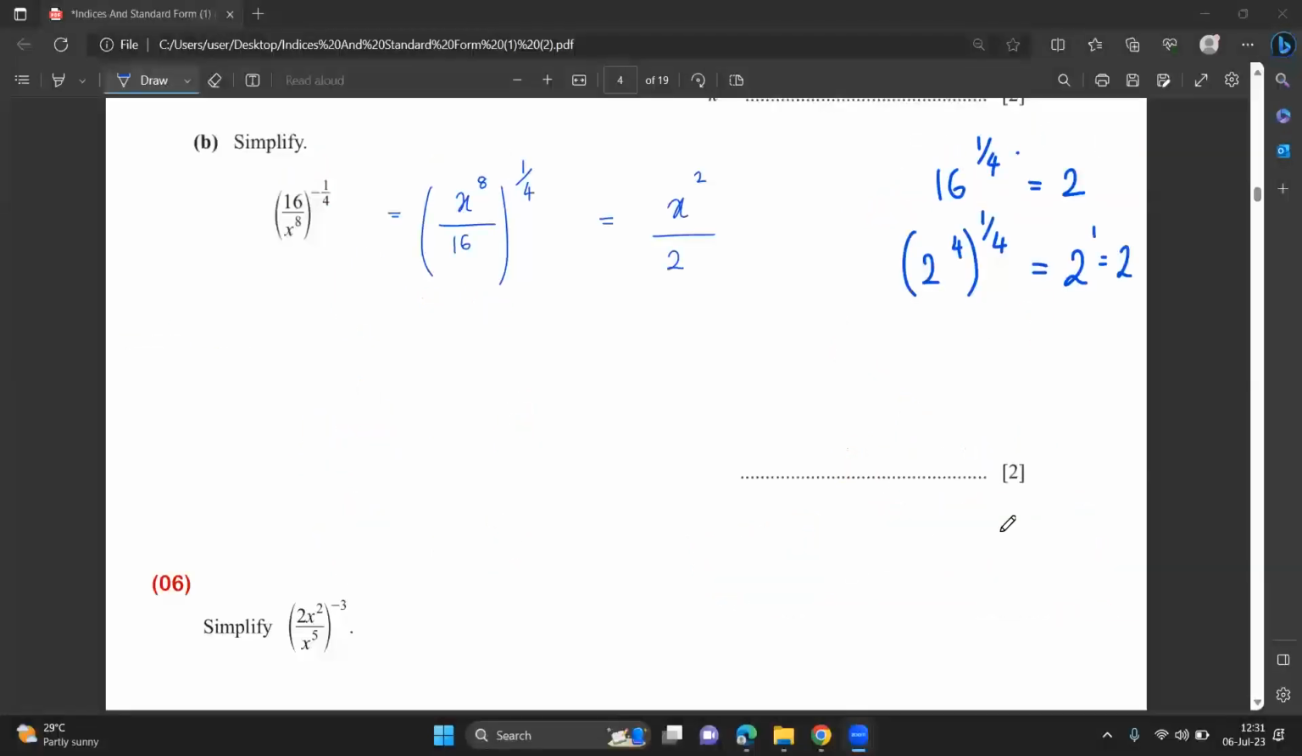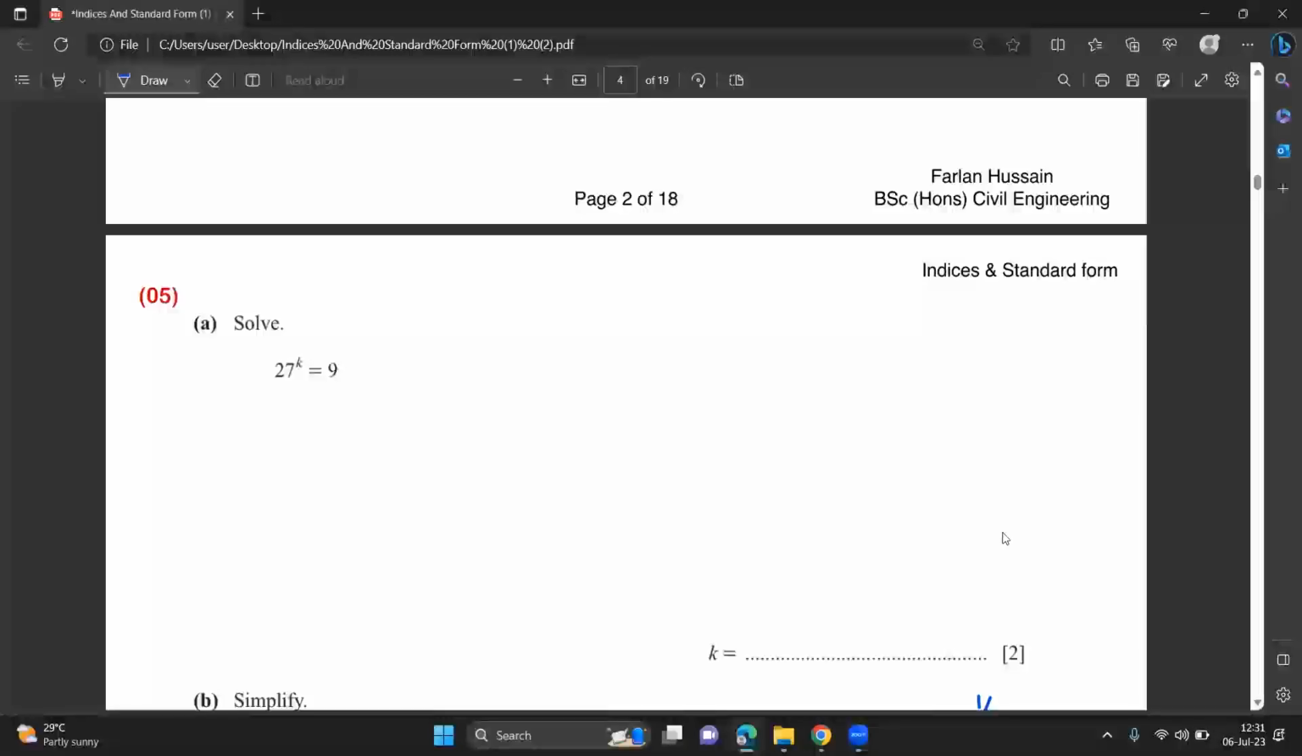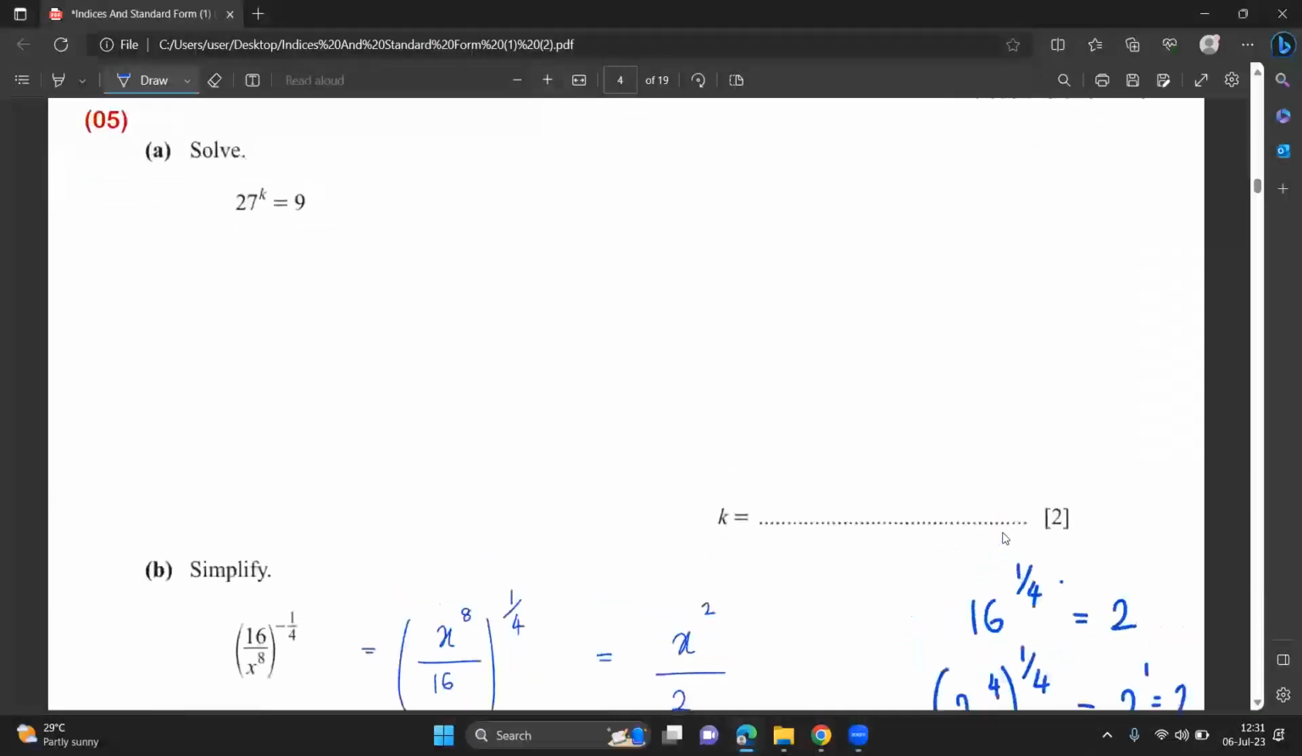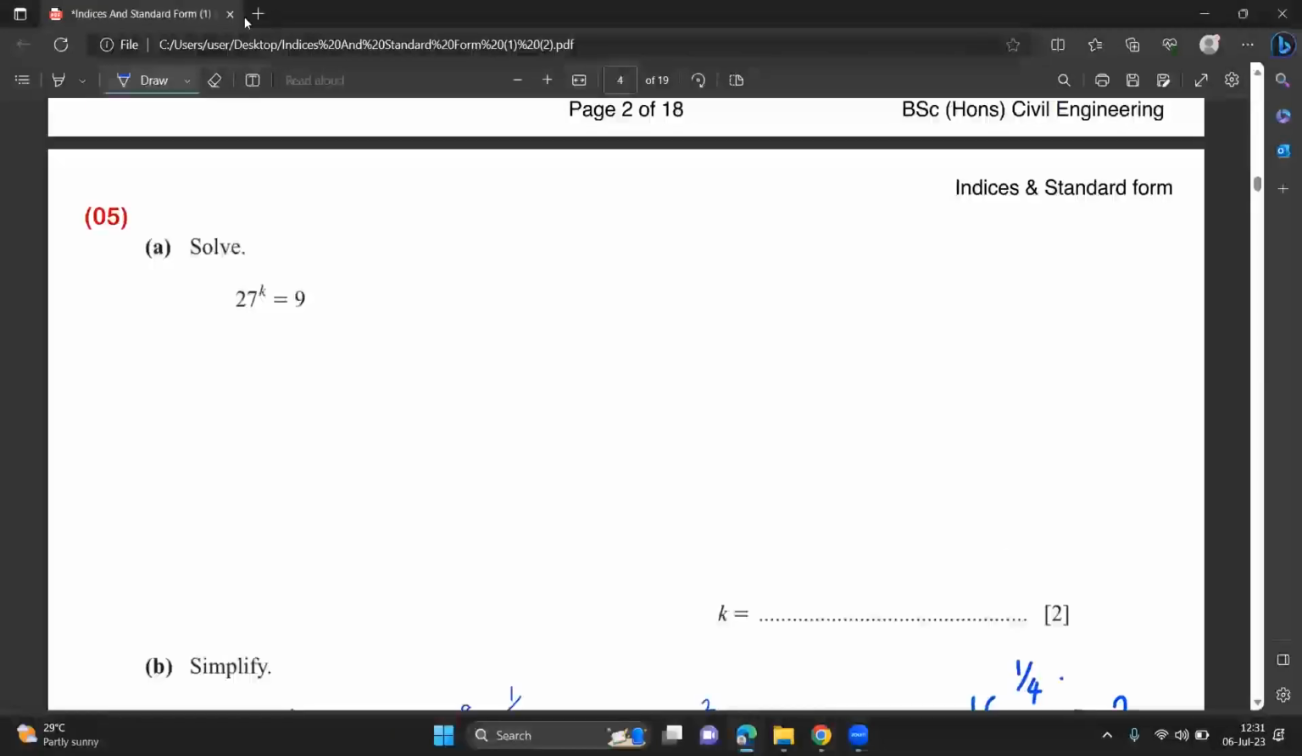Now look at this. Now you understand how the 16 became a 2, right? Okay. Move to question A. The same thing A. I want you to put a star mark here and write a point saying both sides should have the same base.